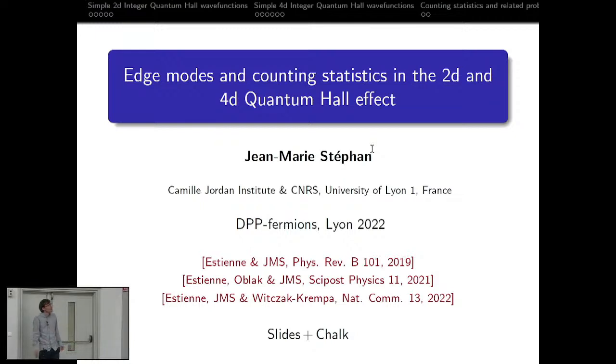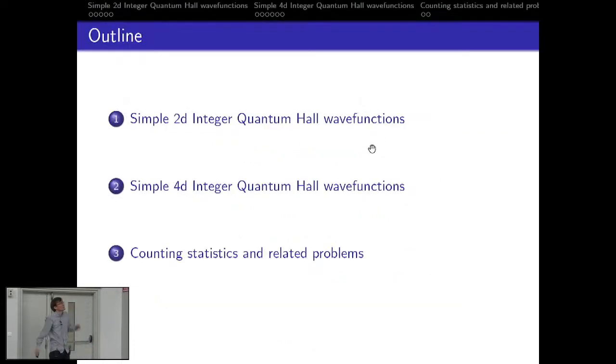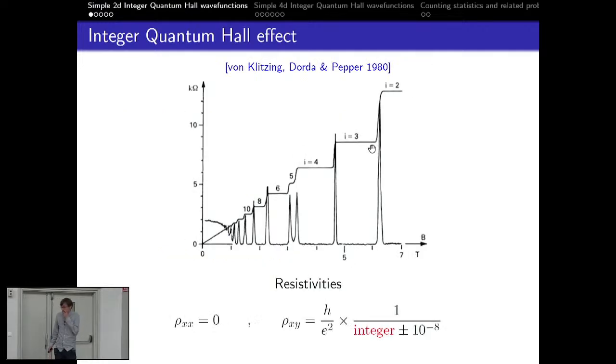This is work done in collaboration with Benoît Estienne and Blagoje Oblak. Most of the talk will be about the paper in the middle here, in Physics. And if time permits, I will also mention the other two. Slides plus chalk means this is mostly chalk, but I thought it would be nice to show some pictures, perhaps to help with the presentation. So this is the simple plan: 2D, 4D, and then counting statistics.